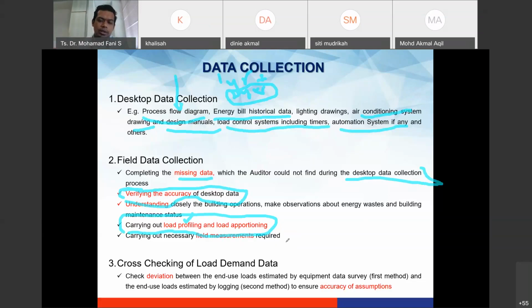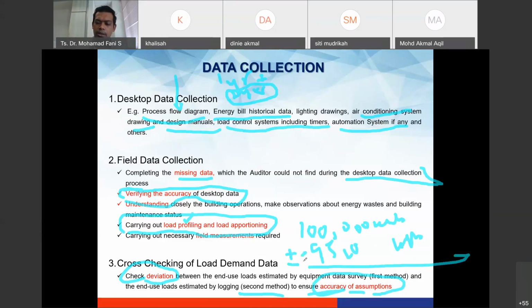Carry out necessary field measurement requirements, cross-check of the load demand data. So check the deviation. I just mentioned the deviation, the comparison, and to use the equipment data survey and load estimates by logging as a second method, to ensure the accuracy of the assumption. If the bill from TNB is about 100 kilowatt hour a month, and from our measured data we got about 95 kilowatt hour, then it's okay, plus minus 5% or less is okay.